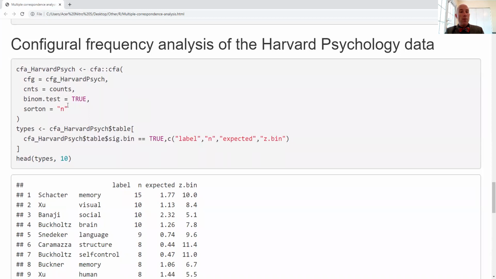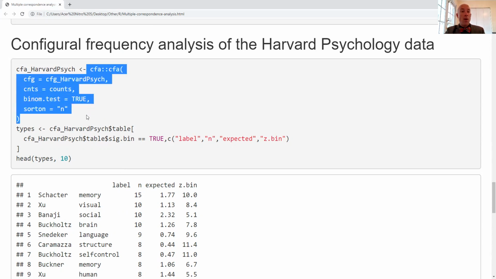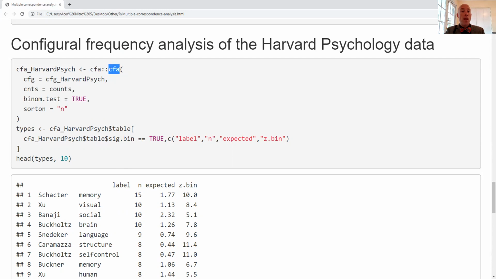All right, so now let's go ahead and run our configural frequency analysis. So here, this is a data frame of professors and the terms in the research profiles. Here's the counts, the number of times that each professor has that word in their profile. We're going to choose to use the binomial distribution or binomial test for this, and we'll sort on our number of observations.